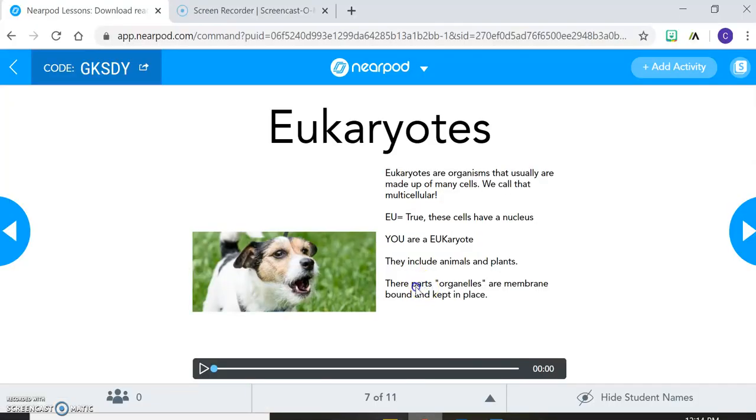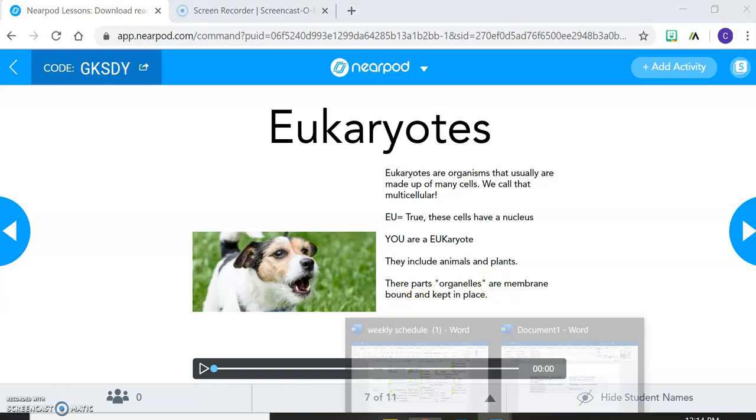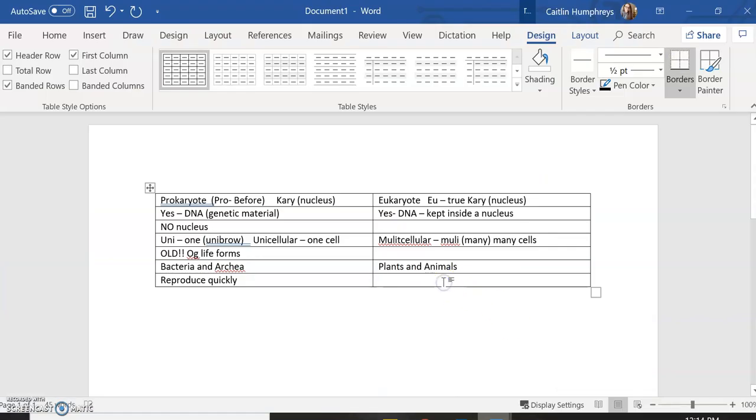And we also know that they have organelles. So organelles kind of sounds like organs. And you have specific organs in your body that do specific things. Digest food, create energy, remove waste. So do cells. They're just very, very tiny organs that we call organelles. And these organelles are membrane bound, which means they are kept in a capsule similar to our nucleus, but they're kind of just all in the cell.